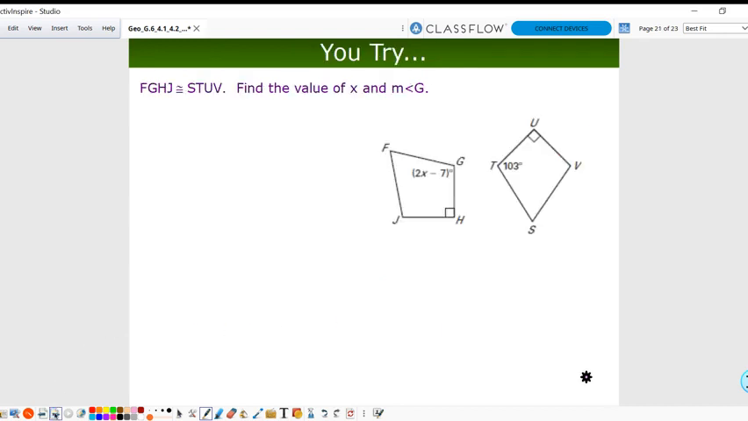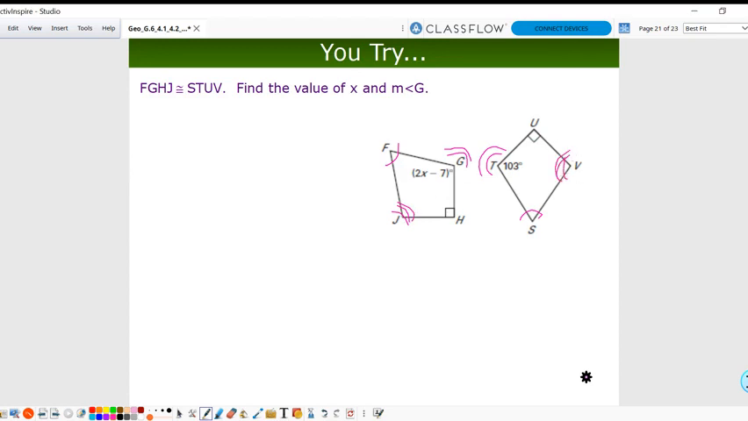You try. Pause the video and try this one. We're told that this, not triangle, but quadrilateral, FGHJ is congruent to STUV. So F is congruent to S. G, this one, I'm gonna mark it this way, is congruent to T. U and H are congruent, and we can see that they're both marked 90 degrees, and V and J.